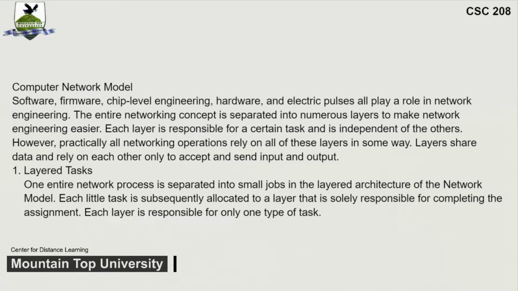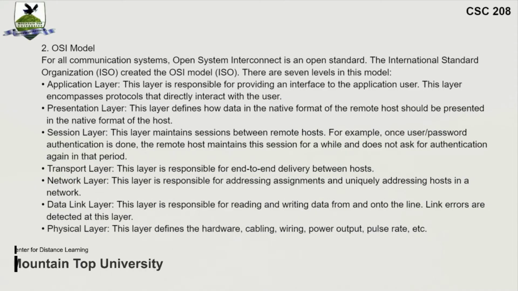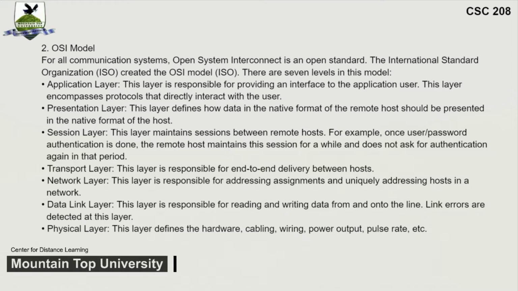1. Layered tasks. One entire network process is separated into small jobs in the layered architecture of the network model. Each little task is subsequently allocated to a layer that is solely responsible for completing the assignment. Each layer is responsible for only one type of task. 2. OSI model. Open System Interconnect is an open standard for all communication systems. The International Standard Organization, ISO, created the OSI model. There are 7 levels in this model.